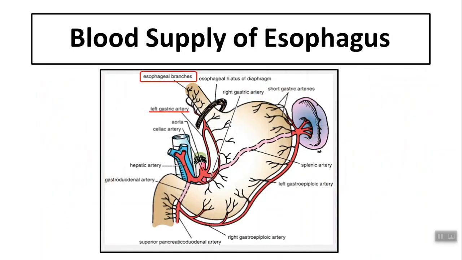What is the blood supply of the esophagus? It is from esophageal branches of the left gastric artery. This is the left gastric artery, which is a branch from the celiac trunk and gives small branches called esophageal branches. Esophageal branches supply the lower part of the esophagus, or the abdominal portion of the esophagus.